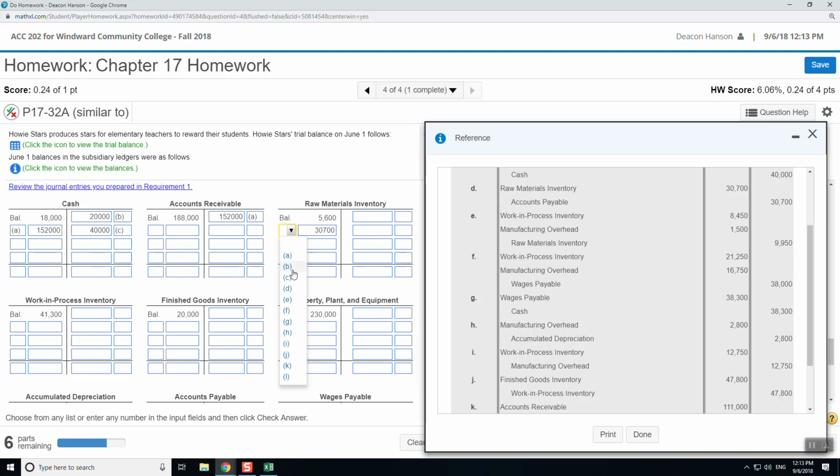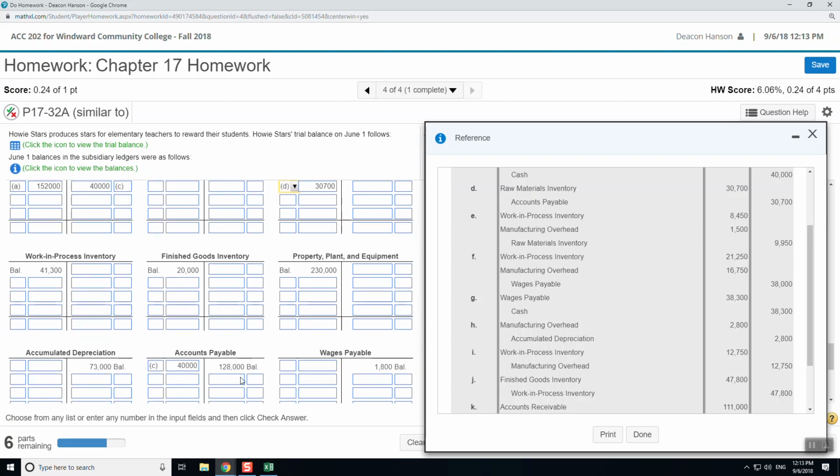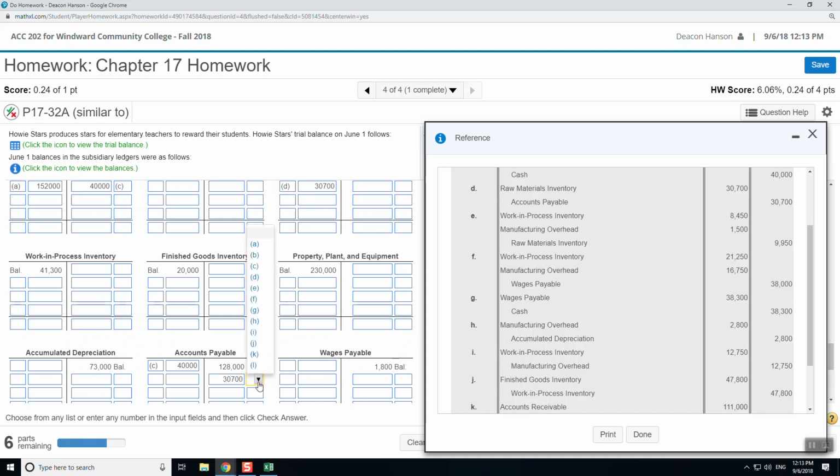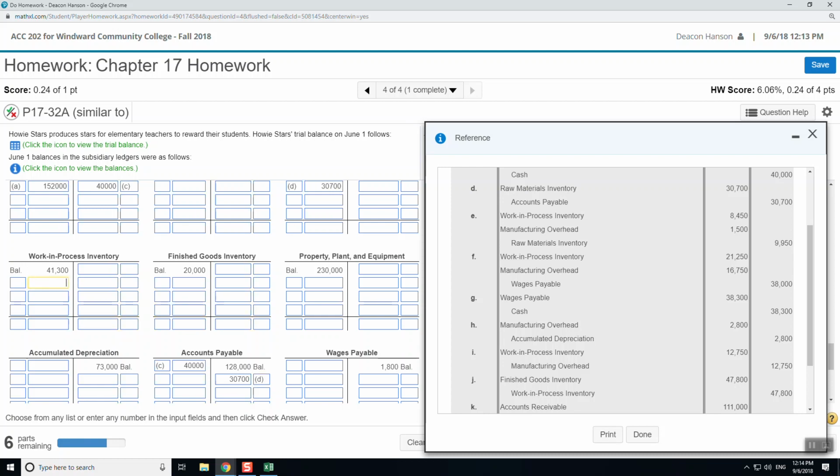D now. And accounts payable got credited. Oops. We'll see if I get it right, because I'm talking and doing it at the same time. But let's see. D. E, work in process, got debited.